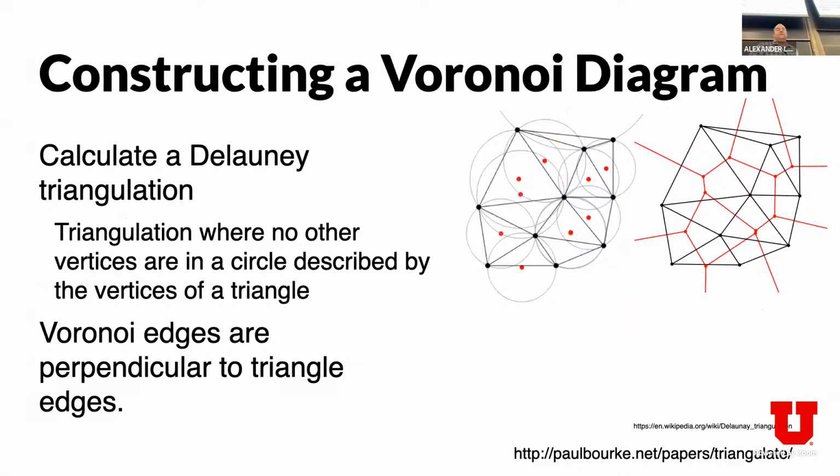So how do you create a Voronoi diagram? Well, the way it works is you calculate a Delaunay triangulation. You have a set of points, and then you just draw triangles connecting these points, right? And the Delaunay triangulation has this special property where if you draw a circle around the 3 points of a triangle, no other vertices are in that circle described by this triangle. And the Voronoi edges are then perpendicular to these edges.